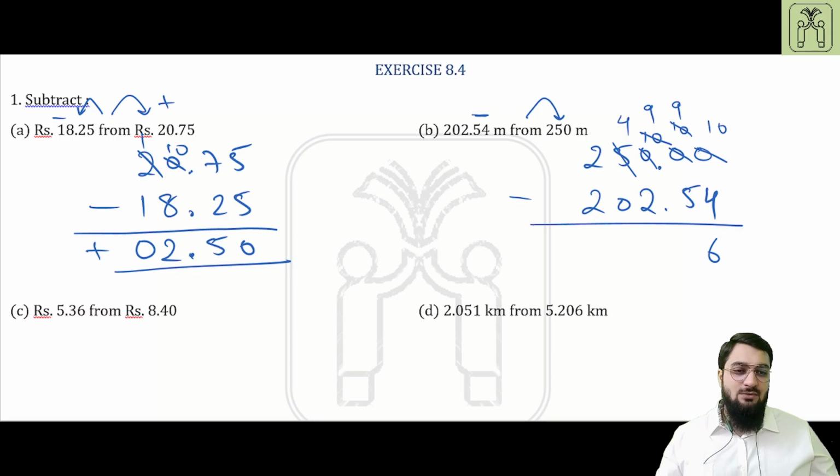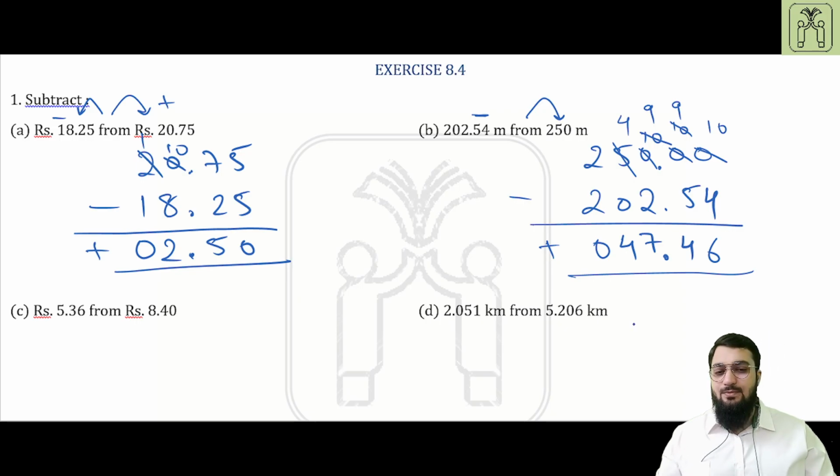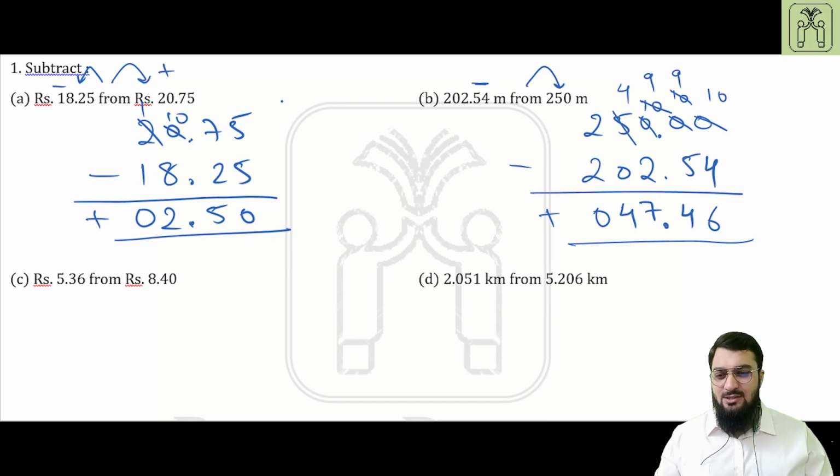Now the subtraction will be done. So 10 minus 4 will become 6, 9 minus 5 will become 4, decimal point will be added, and 9 minus 2 will become 7, 4 minus 0 will become 4, and 2 minus 2 will become 0. Therefore, the answer will be 47.46. Okay.